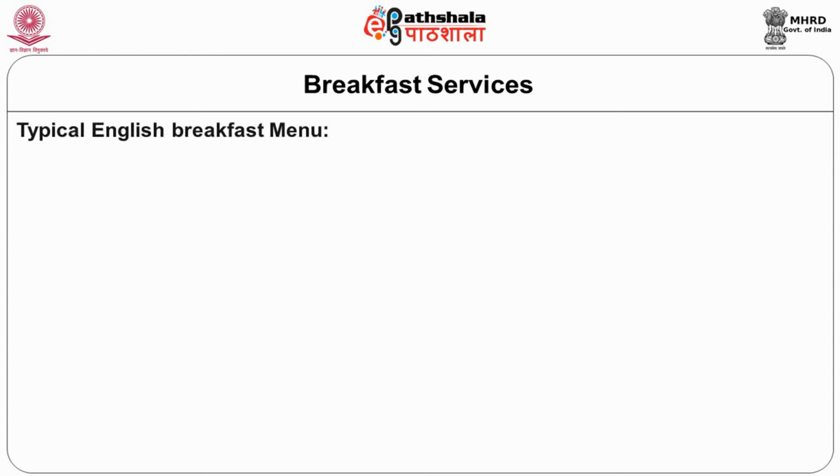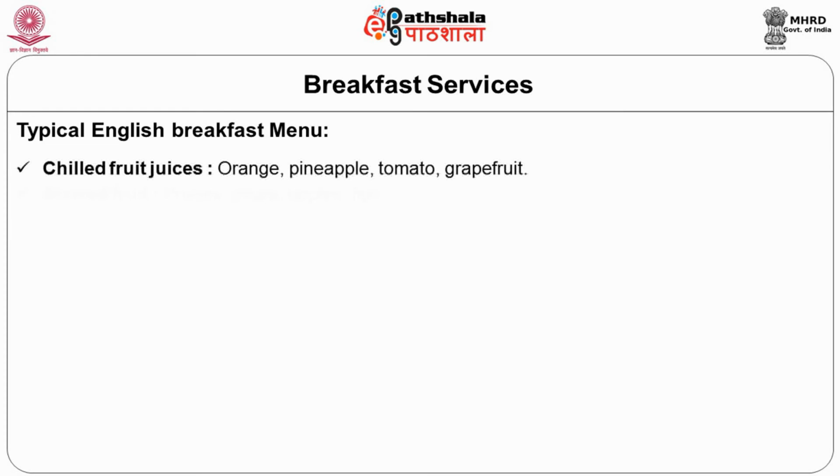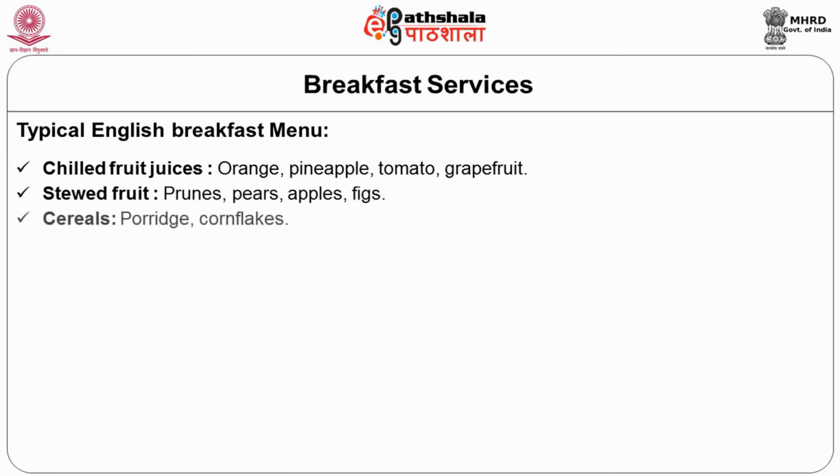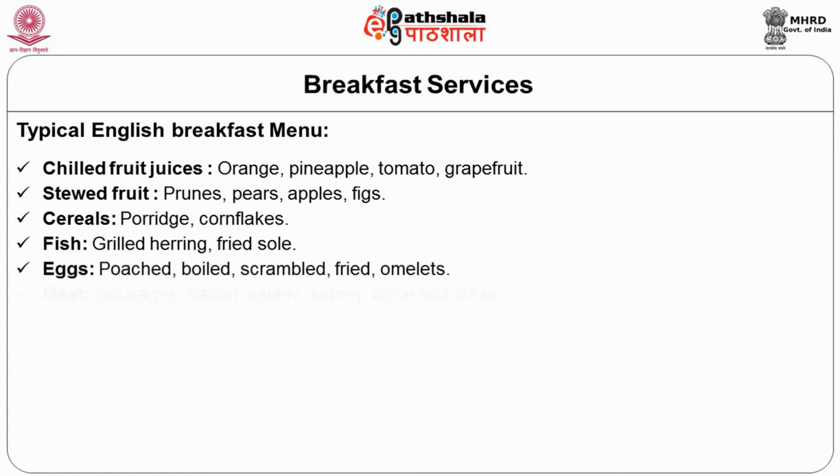Now this is an example of a typical English breakfast menu. Chilled fruit juices. The choices can be orange juice, pineapple juice, tomato juice or grapefruit juice. Cereals. If cereals are offered, it can be porridge or cornflakes. If fish is offered in the menu, it can be grilled herring or fried sole. And eggs are served in the form of poached eggs, boiled eggs, scrambled eggs, fried eggs or omelettes.